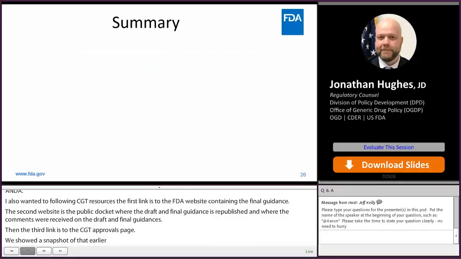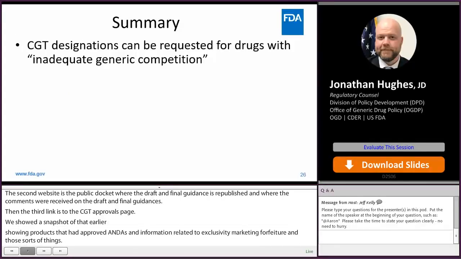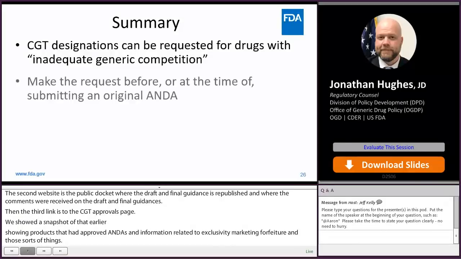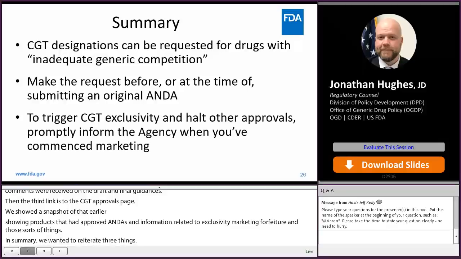In summary, we wanted to reiterate three things. CGT designation is intended and should be requested for drugs with inadequate generic competition. And you should make your request before or at the time of submitting an original ANDA. And to trigger CGT exclusivity and halt other approvals, you should inform FDA as soon as you've commenced commercial marketing.